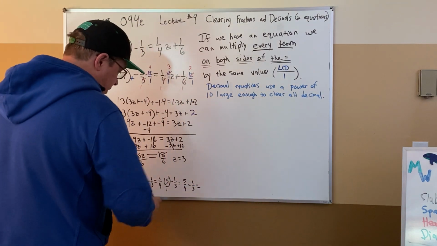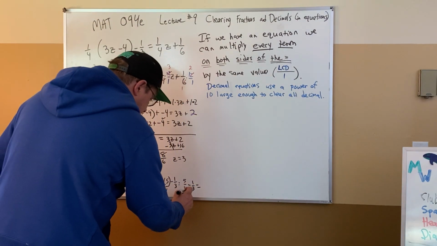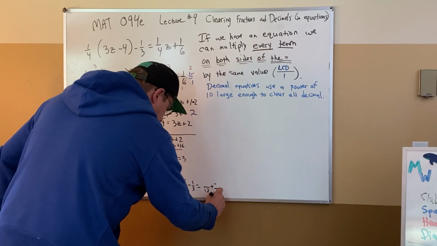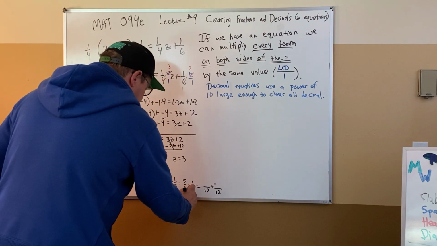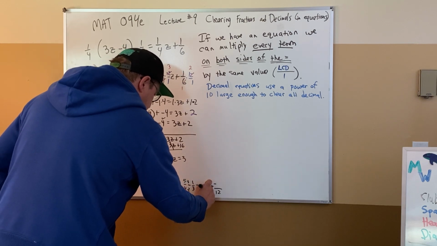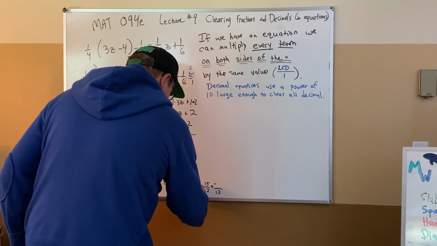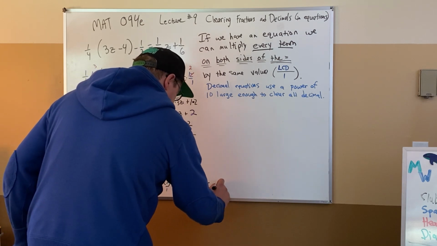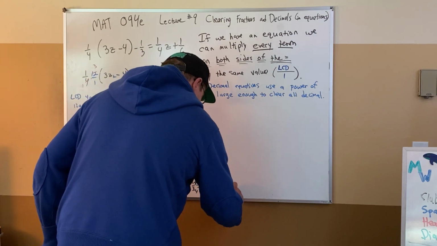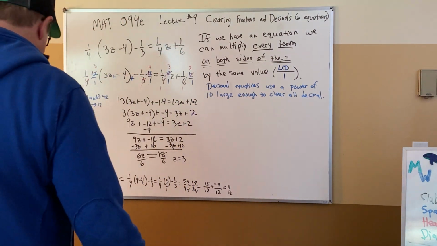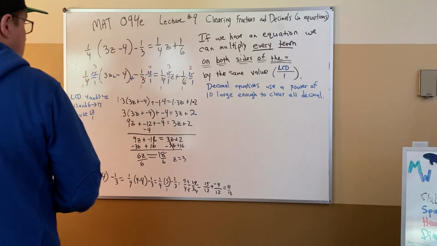Then I would have to go to check this out. Need 12s on the bottom of each. 12 divided by 4, let's use 3s. That's 15. 12 divided by 3, that means 4s. That's a negative 4. 11 over 12. That's what I have to do on that side.